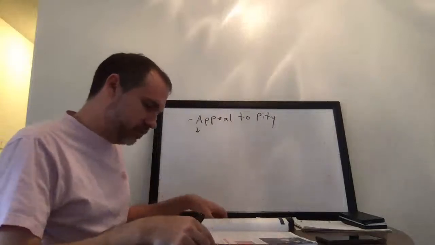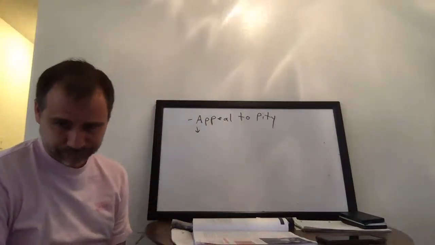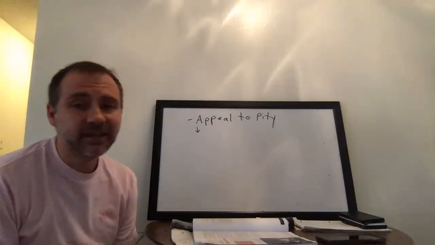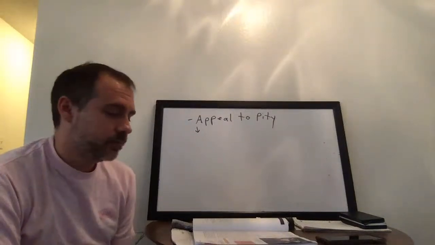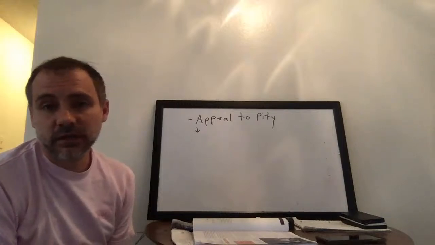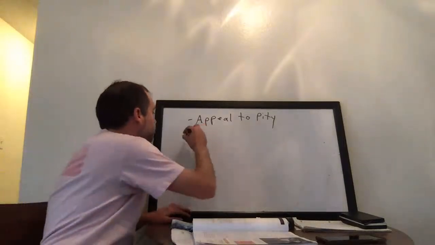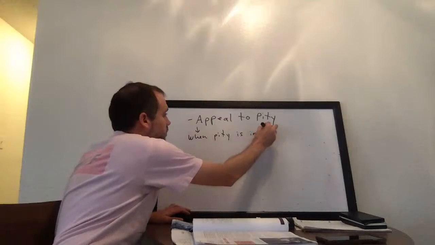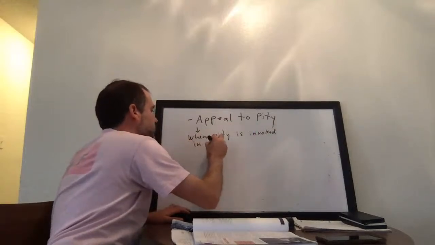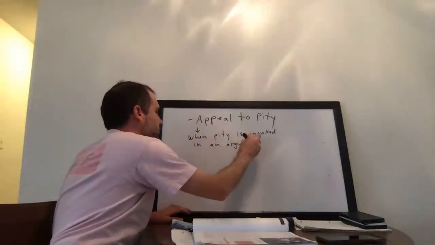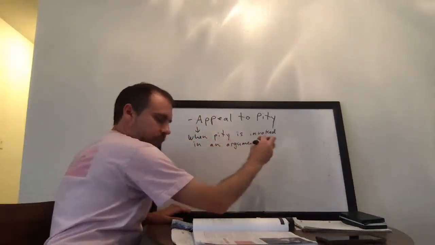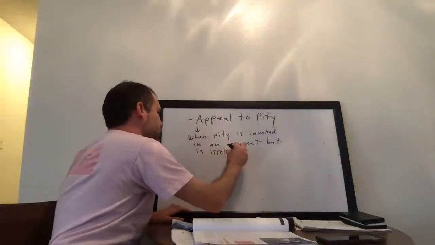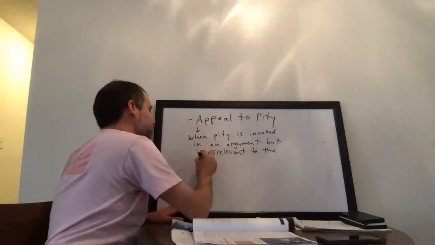Okay, so appeal to pity. This one's, I think, one of the easier ones to understand. It's basically when pity is invoked in an argument, but it's not relevant to the conclusion or situation. All right. So when pity is invoked in an argument, but is irrelevant to the conclusion.